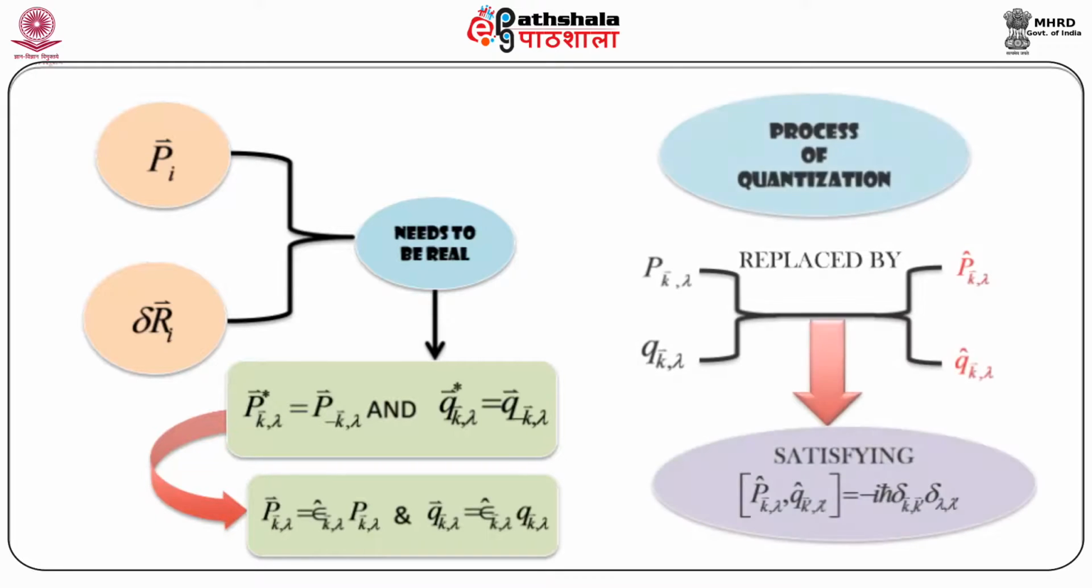Now we initiate the quantization process by replacing the variables, exactly in the same manner as before when we did it for one dimension, p_kλ and q_kλ, by the corresponding quantum mechanical operators p̂_kλ and q̂_kλ, which satisfy the commutation relation: [p̂_kλ, q̂_k'λ'] is equal to minus iħ δ_kk' δ_λλ'. And if k is not equal to k', and also if λ is not equal to λ', then on the right hand side you have 0. So in either of these cases, you will have a 0 on the right hand side.